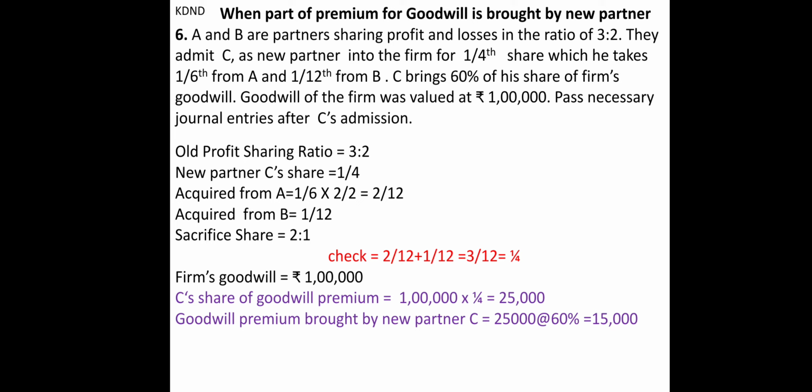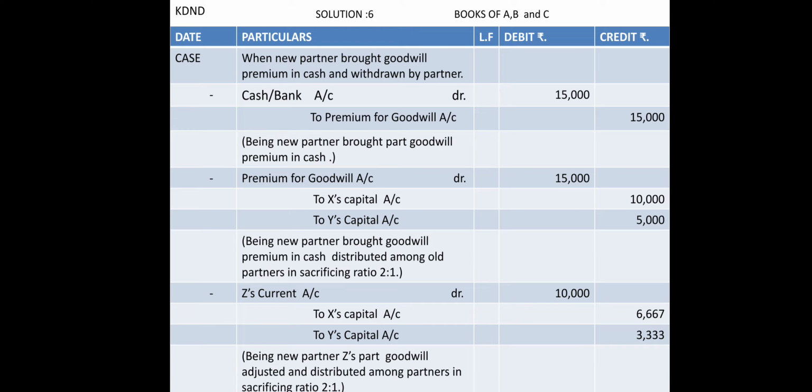Then the firm's goodwill is how much? 1 lakh. The firm's goodwill is given as 1 lakh. Of this, his share will be how much? 1 lakh multiplied by 1/4. So that gives you 25,000. But here, the new partner is only able to bring 60% of his share of the firm's goodwill. Right? 60%. So we take 25,000 at the rate of 60%, which gives you 15,000. So the rest, 10,000, we will be extracting from the new partner's current account. So let's move on with the sum.